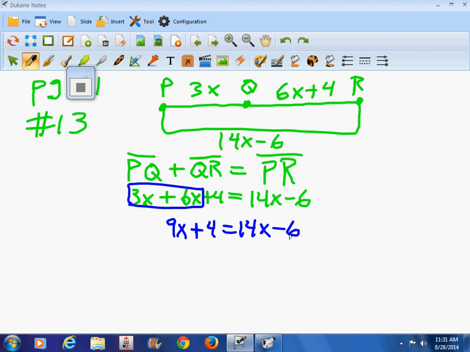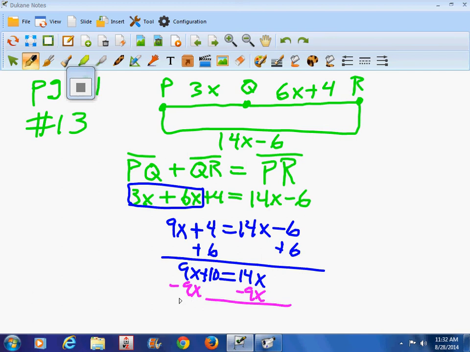Okay, now we just have to start moving our numbers and letters around again. Big goal in algebra, find the variable. Little goal to get there, letters on one side, numbers on the other. So I need to add 6 to both sides. So now I have 9x plus 10, my fault, is equal to 14x. So now, what's my next step here? Courtney? Subtract 9x. So now I have 10 is equal to 5x.